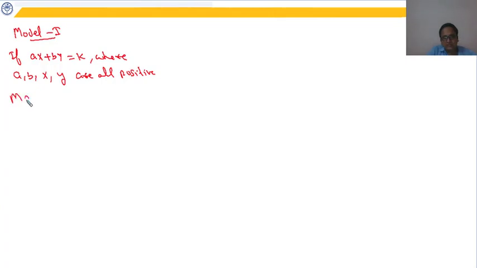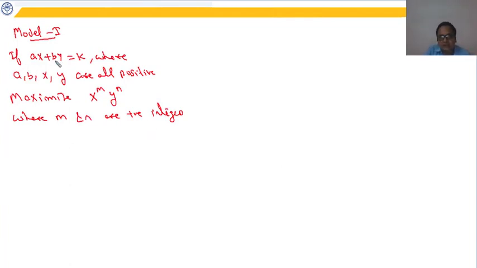and we have to maximize x to the power m into y to the power n, where m and n both are positive integers. So how do we find this value? It says if ax plus by is equal to k, an equation is given where a, b, x, y are all positive, and we have to maximize x to the power m, y to the power n, where m and n are positive integers.